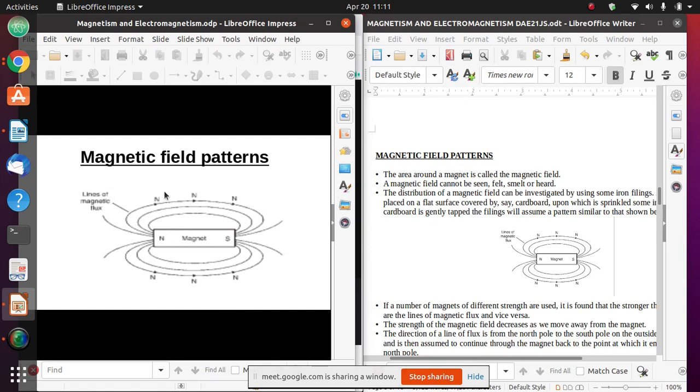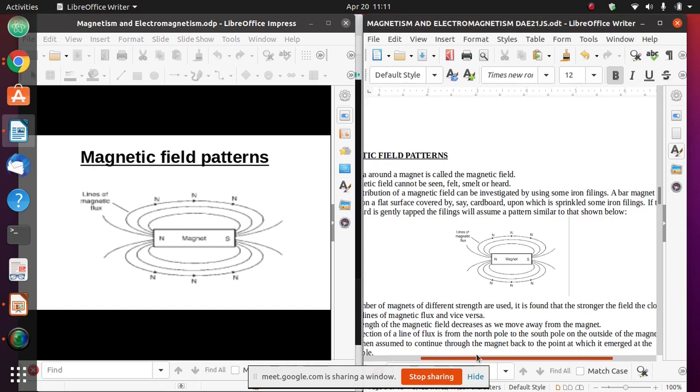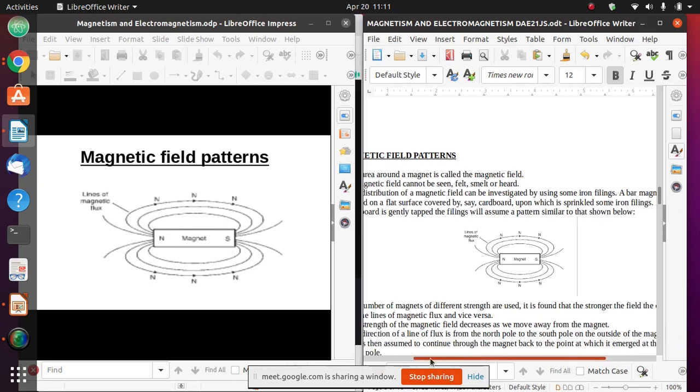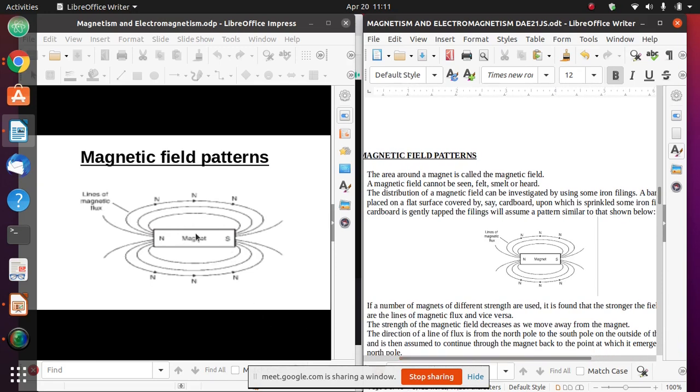Now, the strength of that magnetic field differs. If I use magnets of different strength, you'll find that with the stronger magnet, these lines, the magnetic flux, will be closer to each other as compared to magnets that are not as strong. Sawa. Now, the strength of a magnet will always decrease as we move away from the magnet.